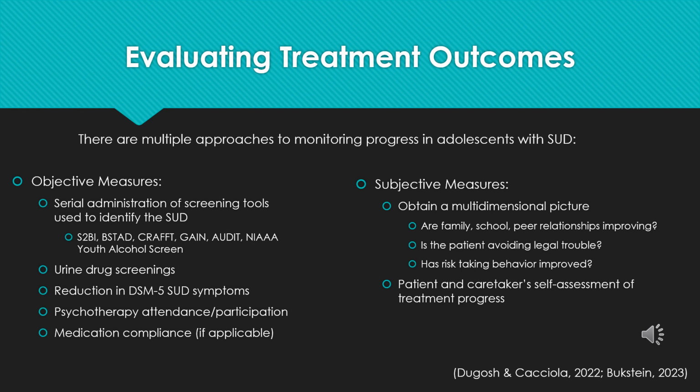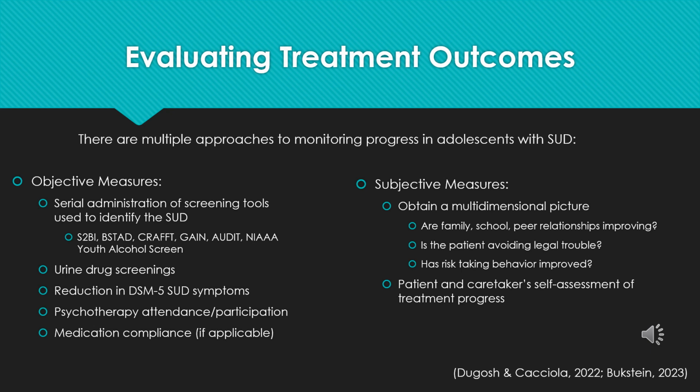You just want to make sure that you're using both objective and subjective measurements of the treatment progress. So one way you can do that is through urine drug screenings or serial administration of screening tools. Typically, you want to use the same one that you used to first identify the substance use issue and continue to use that over and over again. Or you can count the number of substance use disorder symptoms according to the DSM-5 that they still have and see if that's improving.